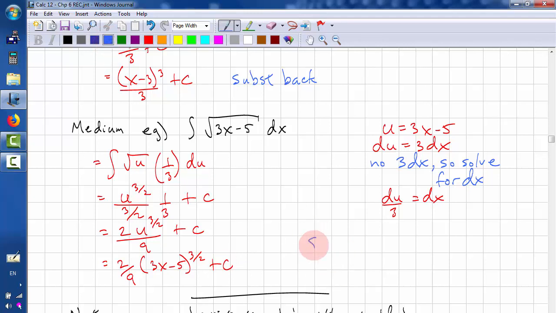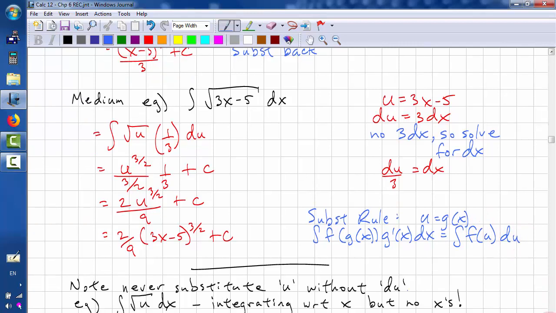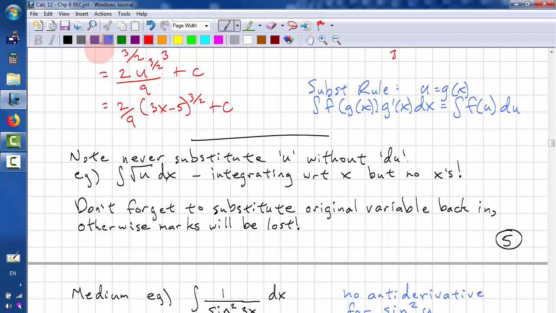Okay, another way to look at this, we have the substitution rule. We can think of it as u equals g of x, and the integral of f of g of x, g prime of x, dx equals the integral of f of u du. So to have proper algebra, we never want to substitute u without substituting du. For example, it's incorrect to say we're doing the integral of square root u dx. We're trying to integrate with respect to x, but there's no x's. So don't forget to substitute the original variable back in, otherwise marks will be lost.